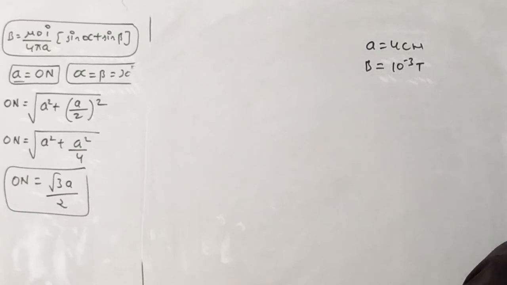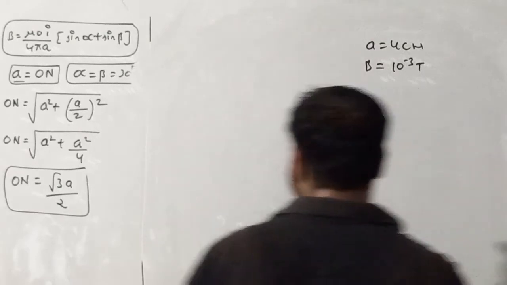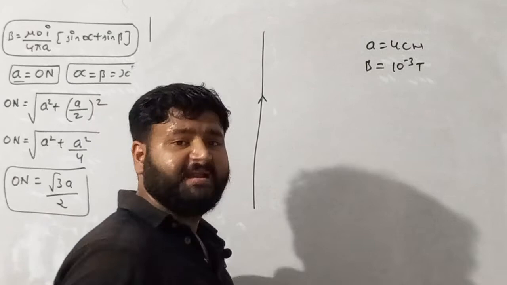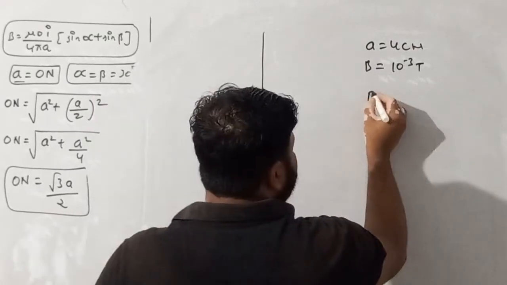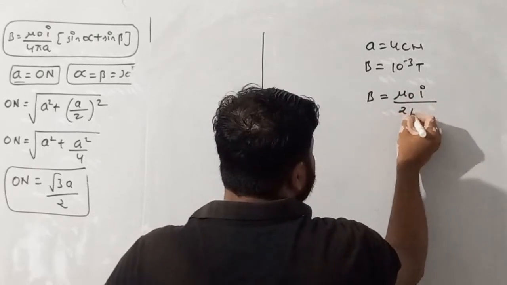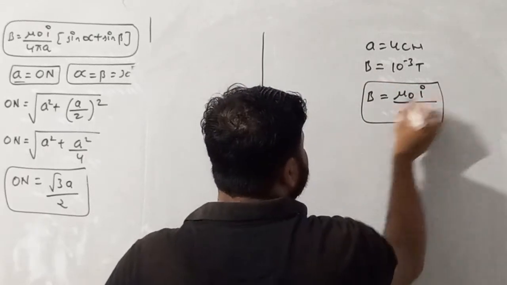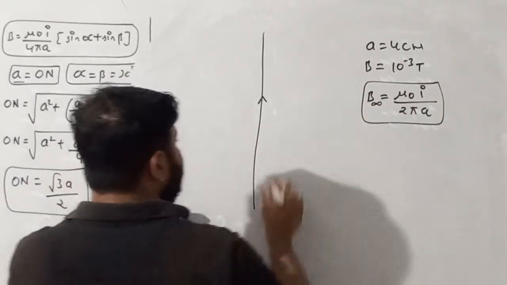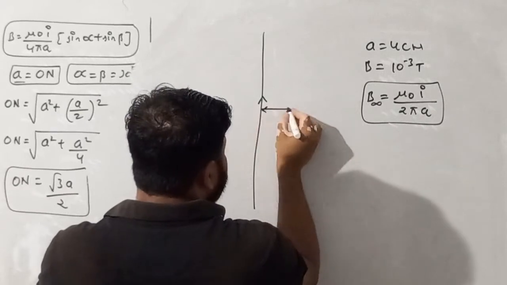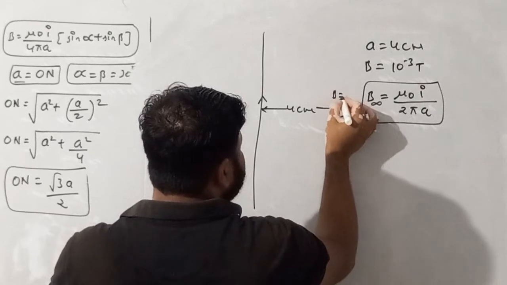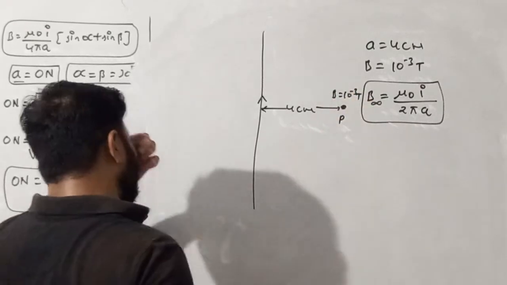which is at a distance of 4 centimeter from a long current carrying wire, is 10 raised power minus 3. So my dear student, there is a long wire. Long wire means wire is of infinite length, and we know that if wire is of infinite length, then magnetic field is mu naught I by 2 pi a. This is the value of magnetic field due to infinite long current carrying wire. So there is a wire, from this wire 4 centimeter apart, let's suppose we have a point P where magnetic field is given, it is 10 raised power minus 3 Tesla.